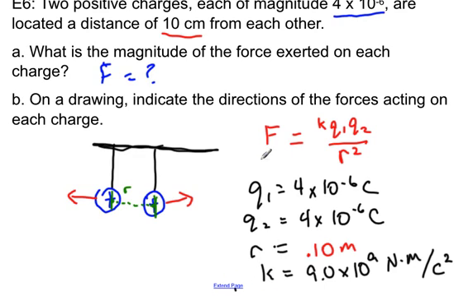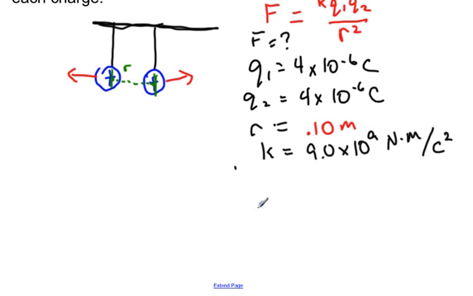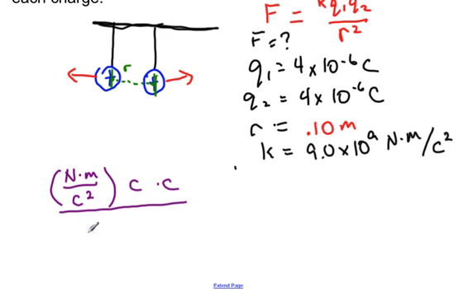Okay, so we're looking for the force. That's our unknown. We have K, Q1, Q2, R. We're good to go. All you have to do is plug into the equation. And let me do it with just the units first. Looking at just the units, you have K's unit, which is Newton meter squared over Coulomb squared, times Q1, which would be a Coulomb, Q2, which would be a Coulomb, all over R squared, so that's a meter squared.